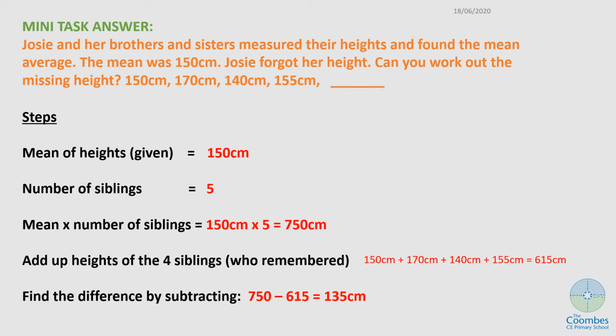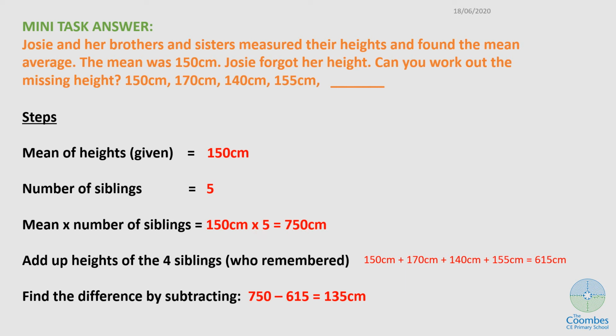Now from the question, we were given the mean average of 150. And also, if you count those who remembered their heights, there are 4 already, plus the 5th one who forgot. So number of siblings are actually 5 here. Now, if I know the mean and the number of siblings, if I multiply these, I should get the total of all 5 siblings. So 150 times 5 is 750.